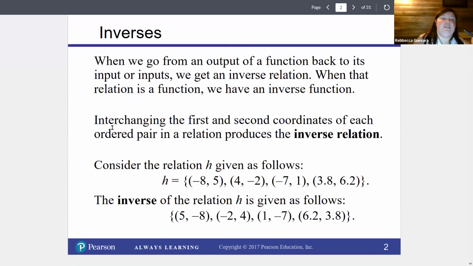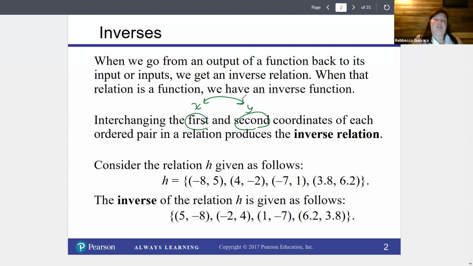So what is an inverse? When we go from an output of a function back to its inputs, we have what we call a reverse relation. Usually with a relation, we put in inputs and we get outputs. If we reverse the way that goes and we put the outputs back in and the inputs come out, that is an inverse function. So we are basically just interchanging the first and the second coordinates. Or what we're doing is taking x and y and switching their places.